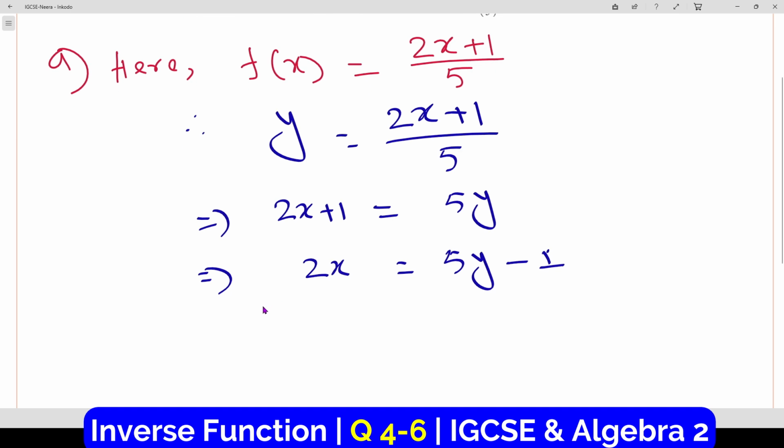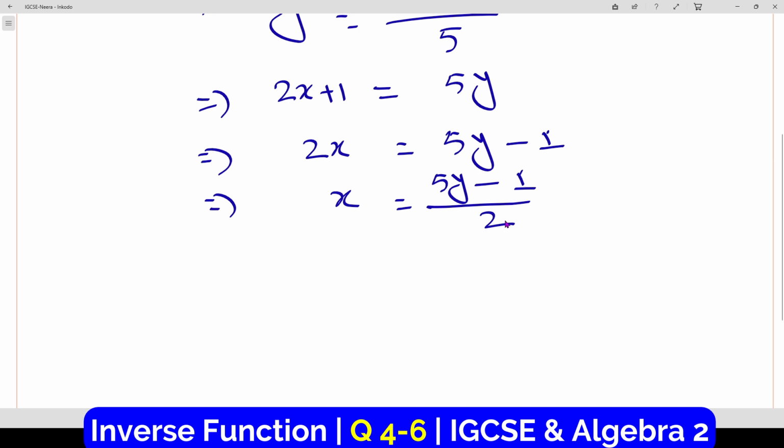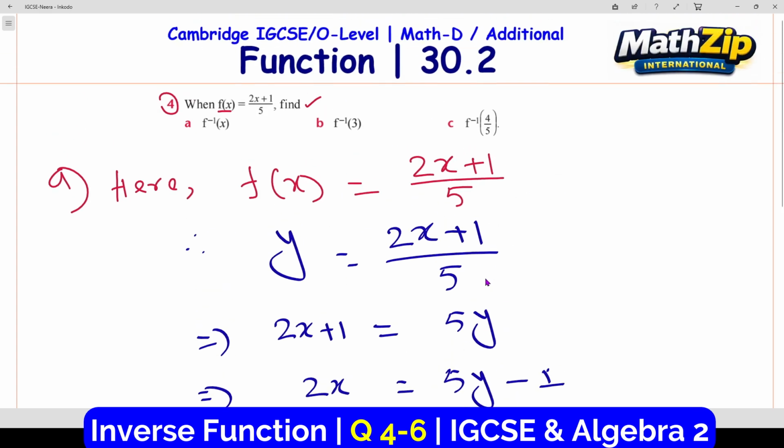Now we will divide both sides by 2. We will get x equals (5y minus 1) divided by 2. So x equals (5y minus 1) divided by 2. It means the inverse function of x equals, instead of y we just write x, (5x minus 1) divided by 2. So question 4, number A, done.